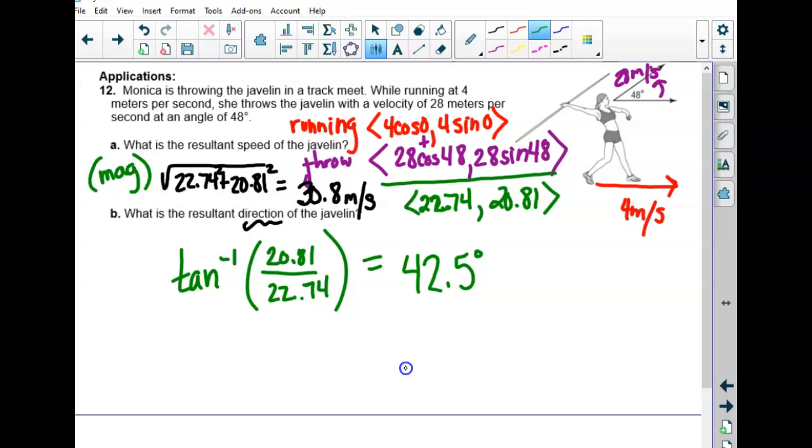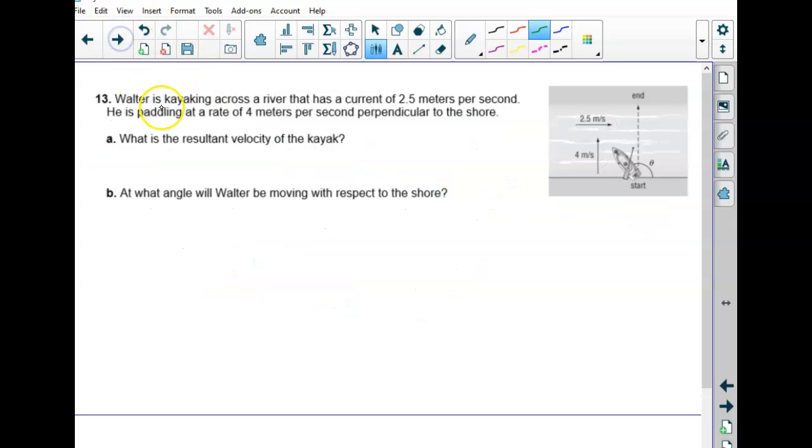All right, so seem okay? That one's a little complicated because I didn't give you all the information really. This one is also a little complicated. The ones I put on the quiz, I was very literal with. It says Walter is kayaking across a river that has a current of 2.5 meters per second. Okay, it shows it's doing this. If it's going straight that way, what is our angle? 0. So for the current, we're going to write 2.5 cosine of 0 and 2.5 sine of 0.